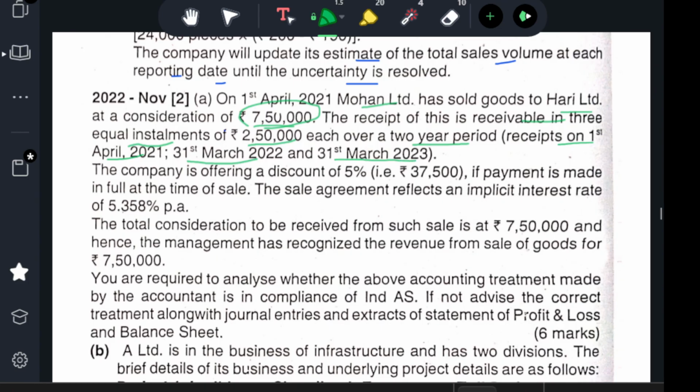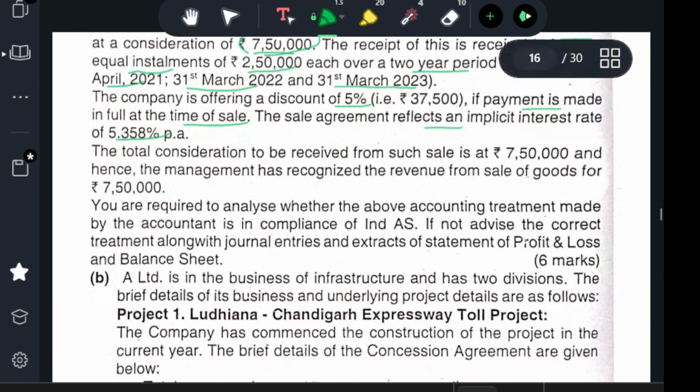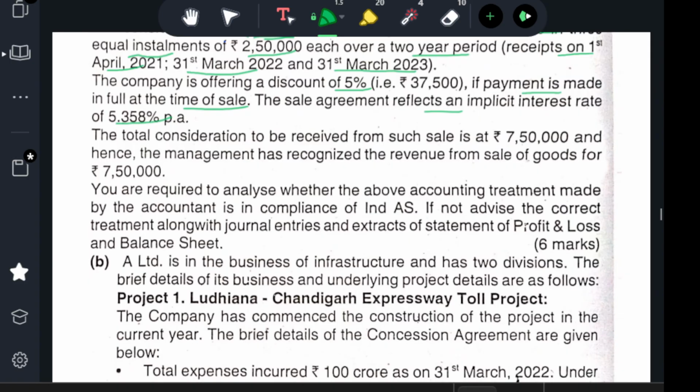The company offered a discount of 5% if the payment is made in full at the time of sale. The sale agreement reflects an implicit interest rate of 5.358%. The total consideration receivable for such sale is 750,000. Hence, the management has recognized the revenue for the sale of goods at 750,000.